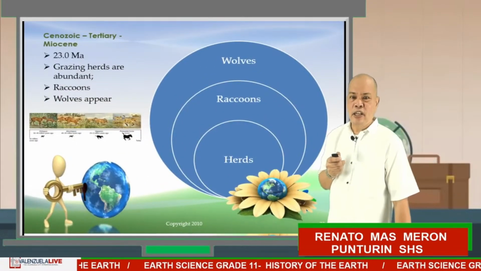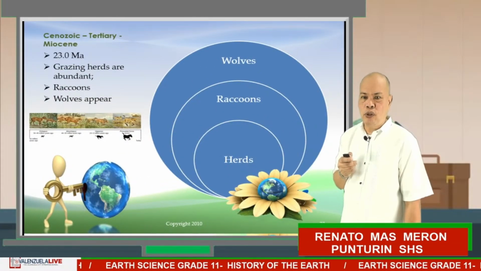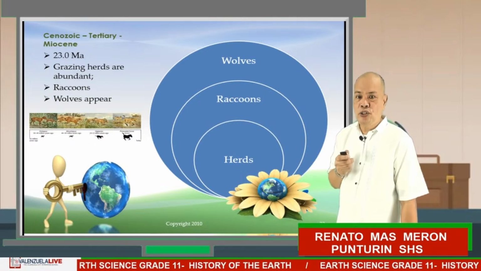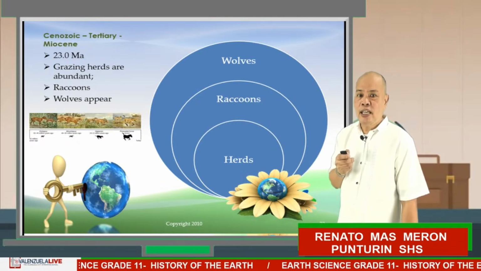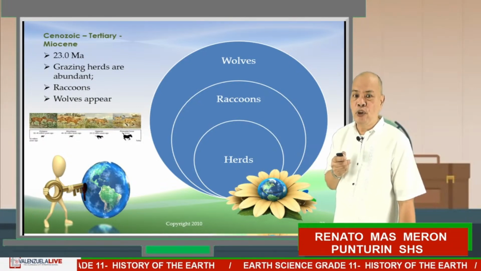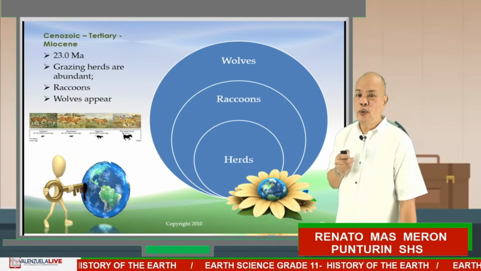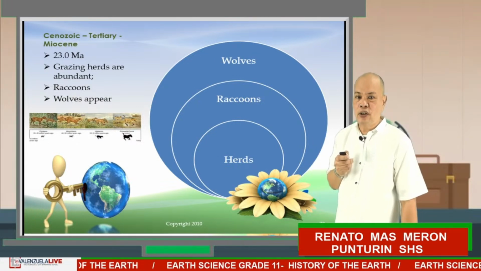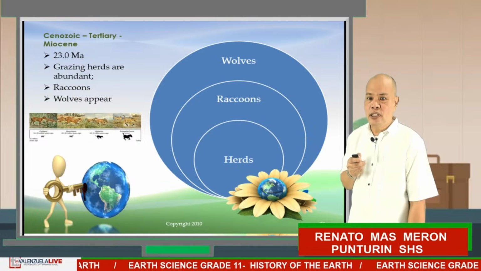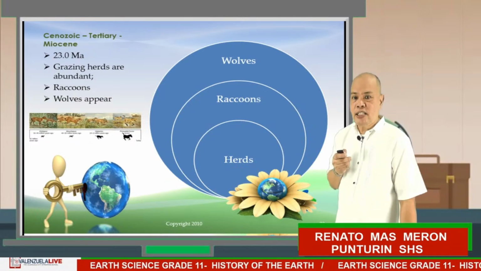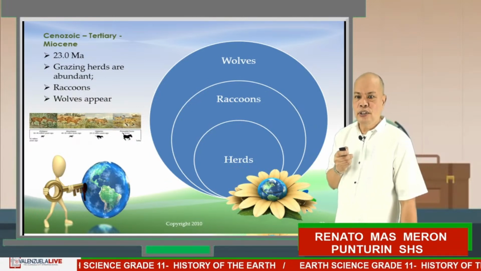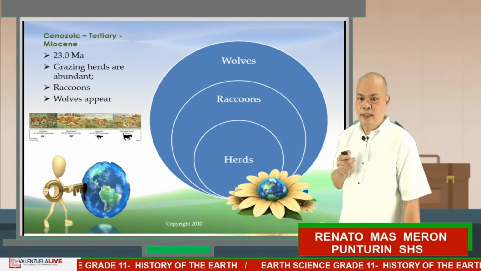Next to Oligocene epoch was Miocene epoch. In the Miocene epoch, during the Tertiary period in Cenozoic era in 23.0 mega-annum or 23.0 million years ago, these were the visible things on Earth. Grazing herds are abundant, raccoons, and wolves appeared on Earth.